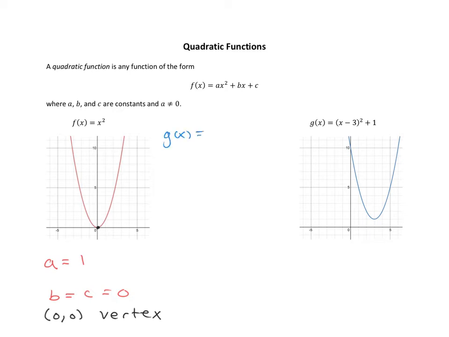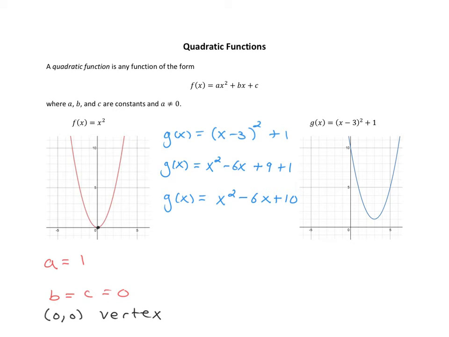So g of x is equal to x minus 3 squared, and then plus 1. If you square x minus 3, you get x squared. You get negative 3 squared, which is 9, but you get two middle terms. You get a negative 3x and a second negative 3x, which gives you a negative 6x. If we add that plus 1 at the very end, this gives us the equation x squared minus 6x plus 10. So even though this equation was not of this form, we could transform it so it is.